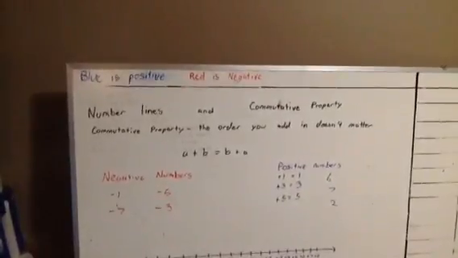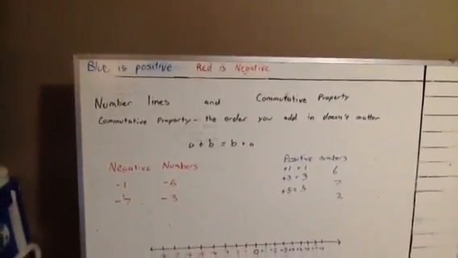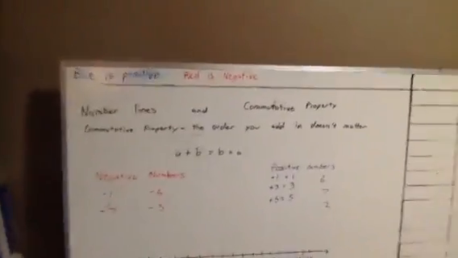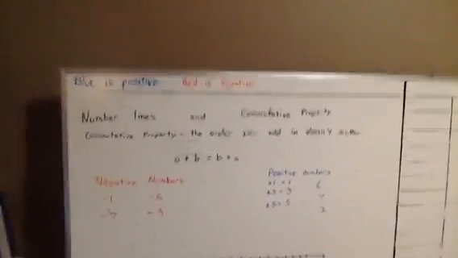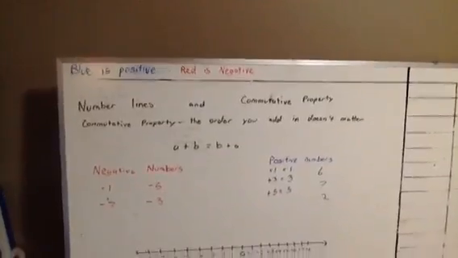This is the basic information section. It's about number lines and the commutative properties. Those are the two big topics. I'll also be discussing parentheses and what integers are.